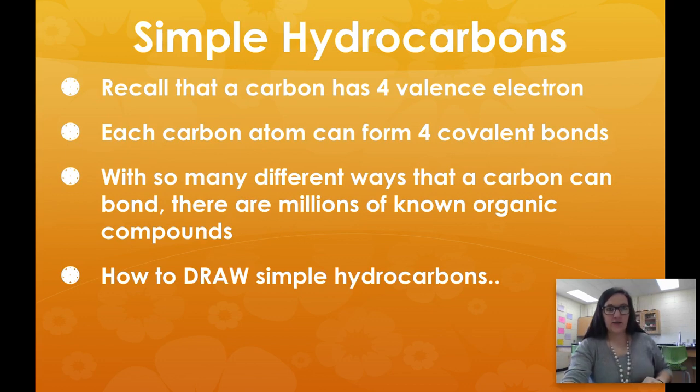So, simple hydrocarbons. I'm going to pause and go up to the whiteboard and draw you one of these in a second. But we just want to recall that carbon starts with 4 valence electrons each time, so carbon can make 4 covalent bonds, one on each side of its carbon atom. There are going to be millions of these organic compounds, and we are going to start with the simple ones. So I'm going to pause, go up to the board, and show you how to draw one of these.